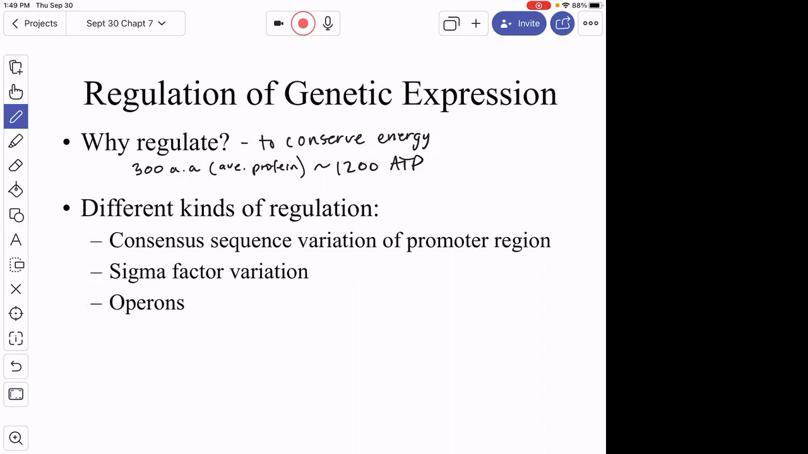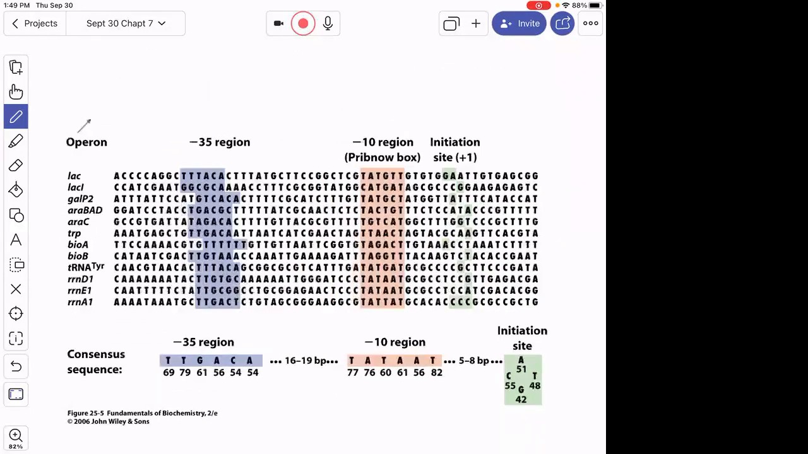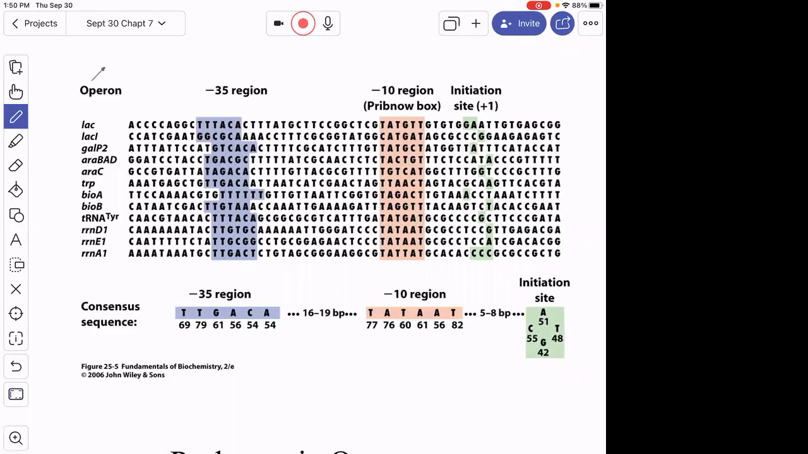So there's different kinds of regulation. We talked about this briefly at the beginning of class: consensus sequence variation of promoter regions. That goes back to this slide. Depending on these regions right here, if the cell has something a little bit different from the consensus sequence, or if it's really close to the consensus sequence, that transcript is almost all the time going to be transcribed. But if it's a little bit further away from it, less often. If it's very different, then not very commonly transcribed at all.